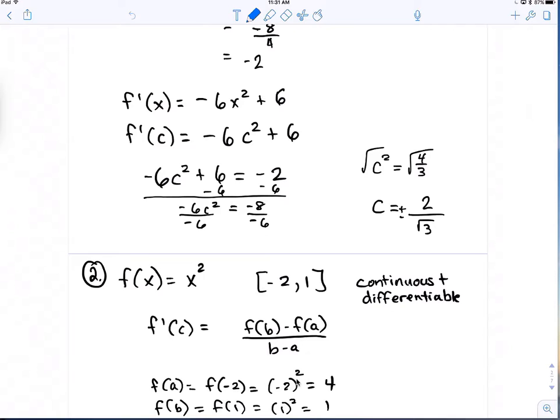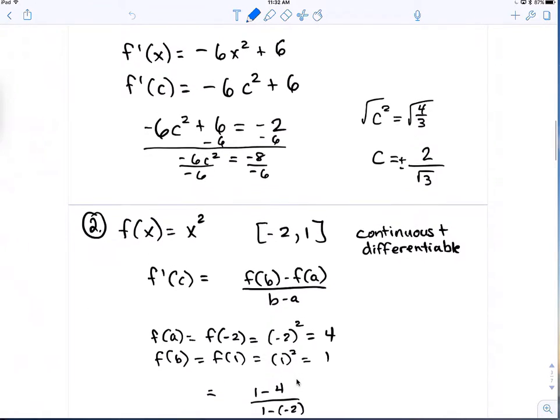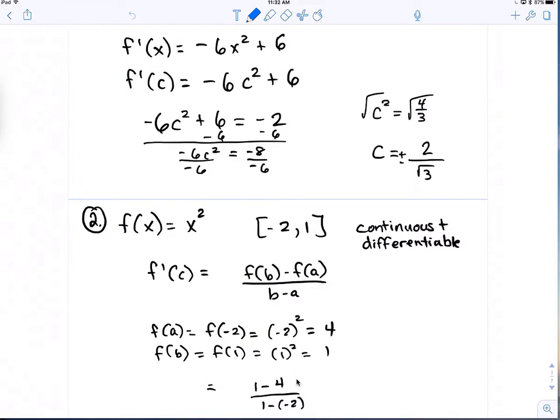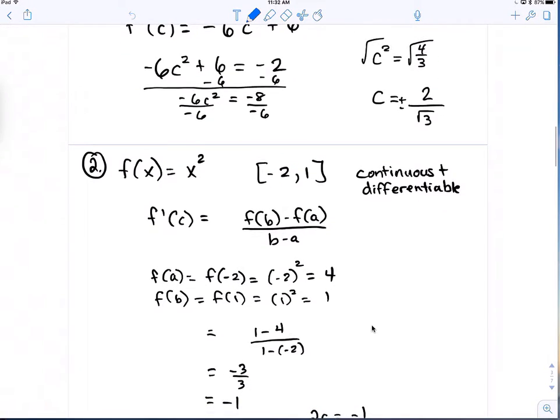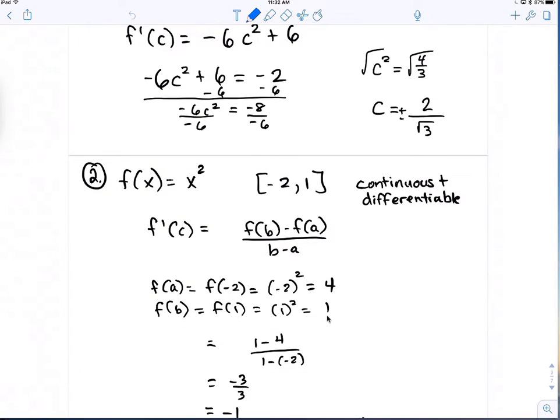Then our next step is to plug it back into our right-hand side to simplify and get our value for f of b minus f of a over b minus a, which in this case, if I plug in, f of b is 1 minus f of a is 4, over b, which is 1, minus a, which is -2. Here's your original a and your original b. We should simplify to get -1. So the right-hand side of this just simplifies to be -1.